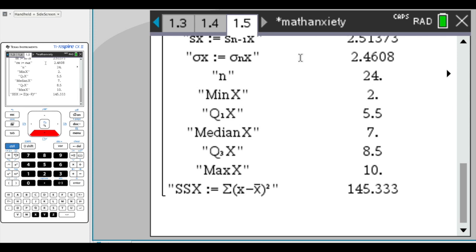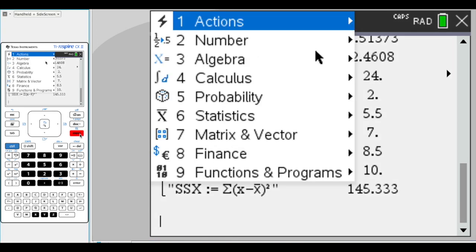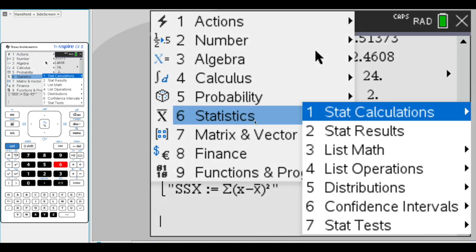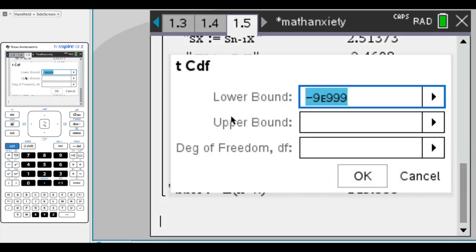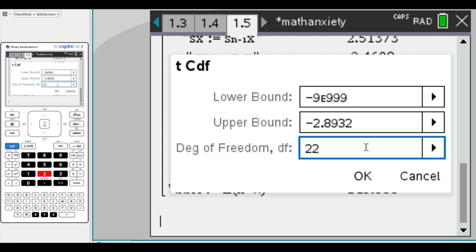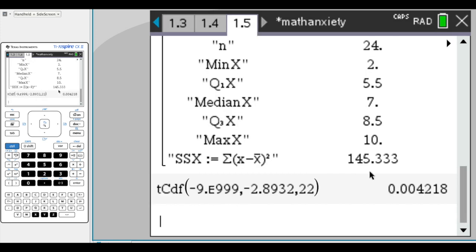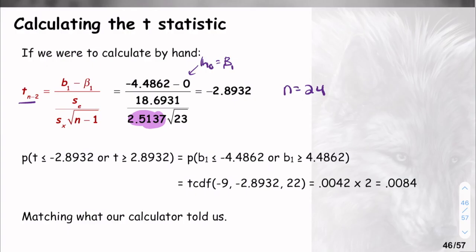So if we did our cumulative density function, so menu, 6 on the calculator, and then this would be our distributions. We want a TCDF. Our lower bound is negative whatever. And then our upper bound would be our t-score, so negative 2.8932. Our degrees of freedom for this is 22, or n minus 2. And we hit OK. And then we take that p-value and we multiply it by 2 because it is a two-tailed test. And again, that is exactly matching what our calculator has told us.